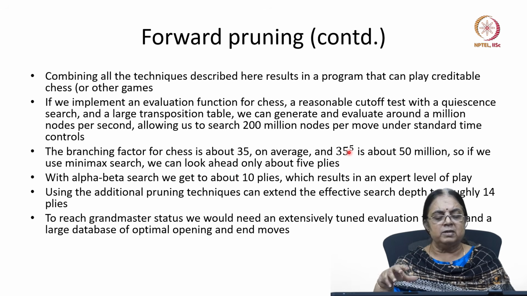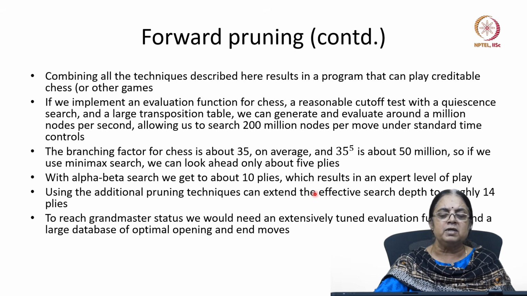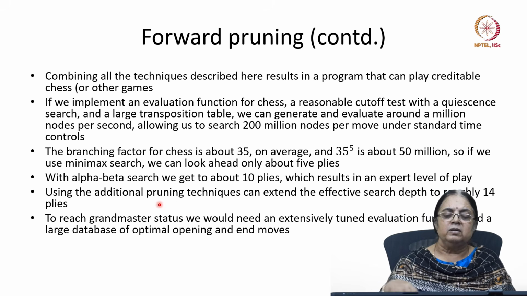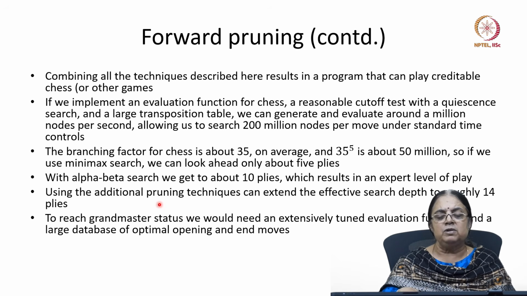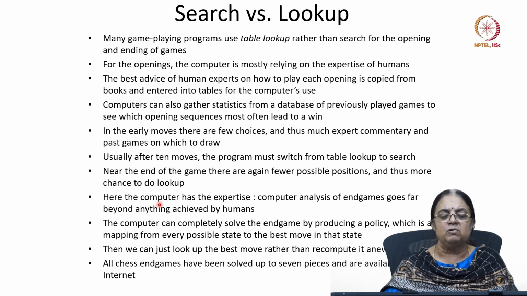When a computer game has to reach grandmaster status, you also have what are called the opening and end moves, right? So opening and end moves are generally used there. So what are these opening and end moves? You have what is called a table lookup. At the start, you find that the number of possible moves is somewhat small. So at that time, you can have some predictable moves. If this is the configuration, then you move this. If this is the configuration, then you move this. You can have a table lookup.